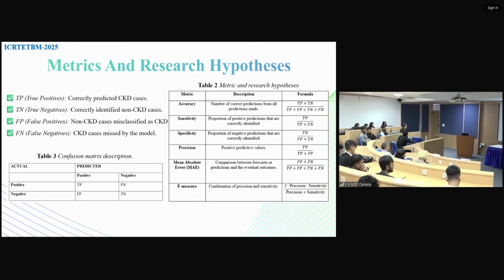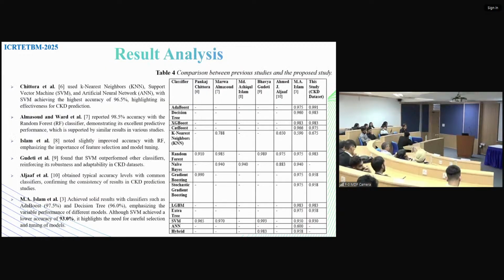We have used all the metrics and research hypotheses. We have used accuracy, sensitivity, specificity, precision, and F-measure. All are present. Now, as you can see, this is the comparison between our model and all previous models.